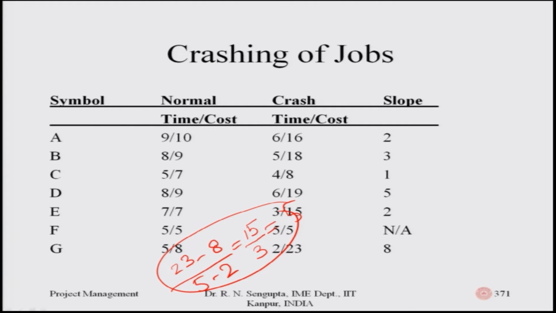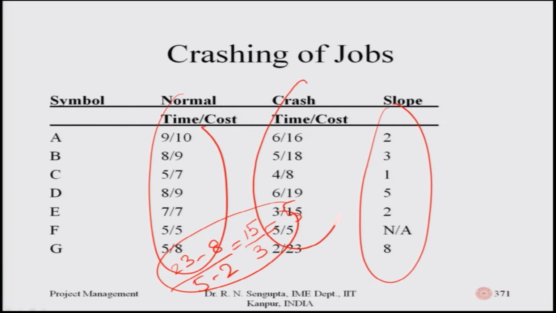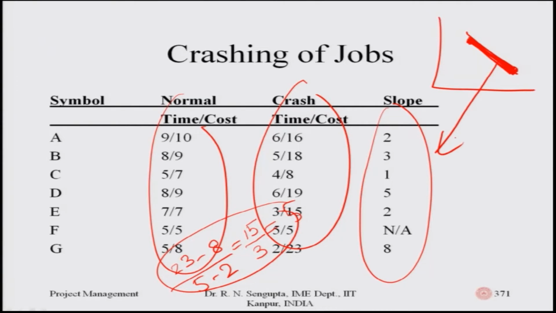So, let me continue. These slopes are marginally fixed, they are not non-linear. The slope which you have in the last column, the normal cost and the crash cost and the time are accordingly given here. So, this is the crash point, this is the normal point, and the slopes which I am highlighting time and again here are these values which are given.